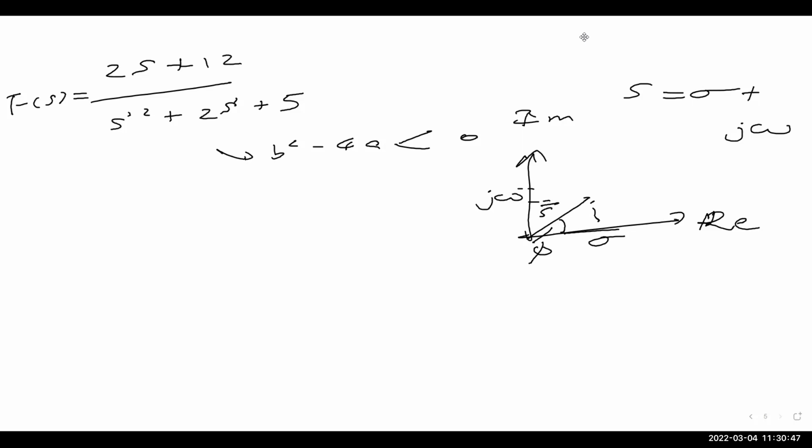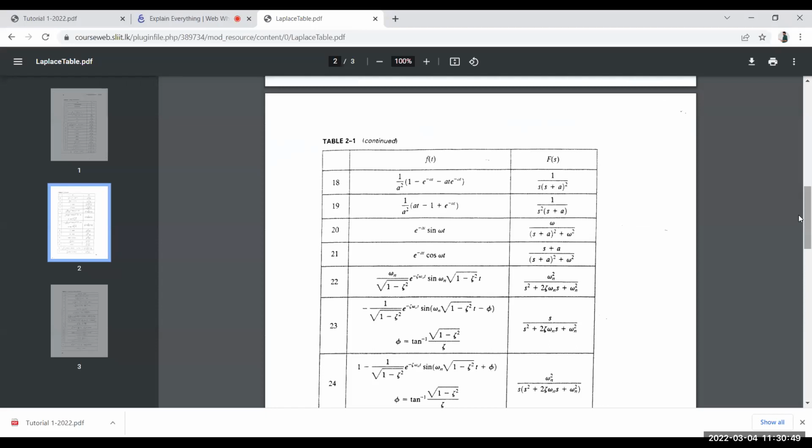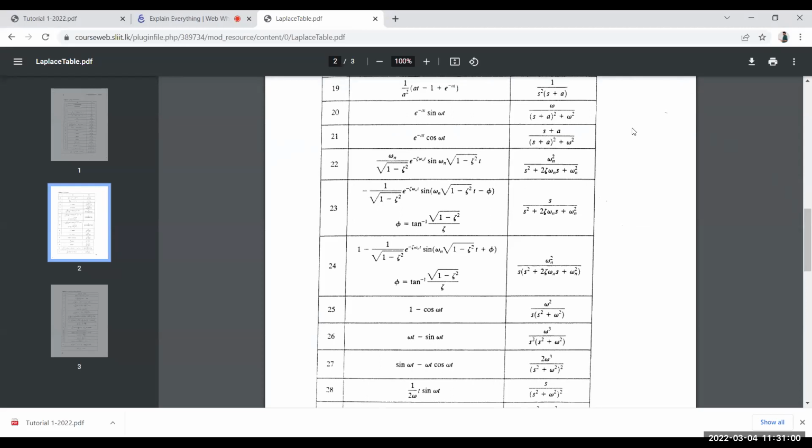table, right? So these equations with omega are what we use when we have complex roots, or complex poles, in our equation, right? Okay, so I go back to the whiteboard.